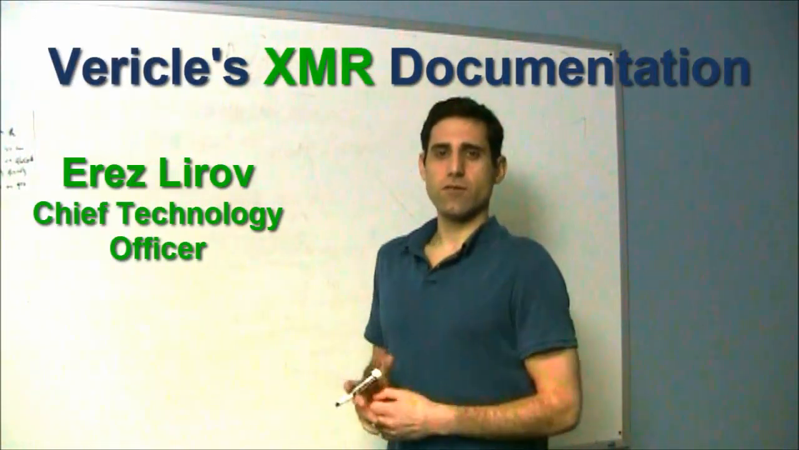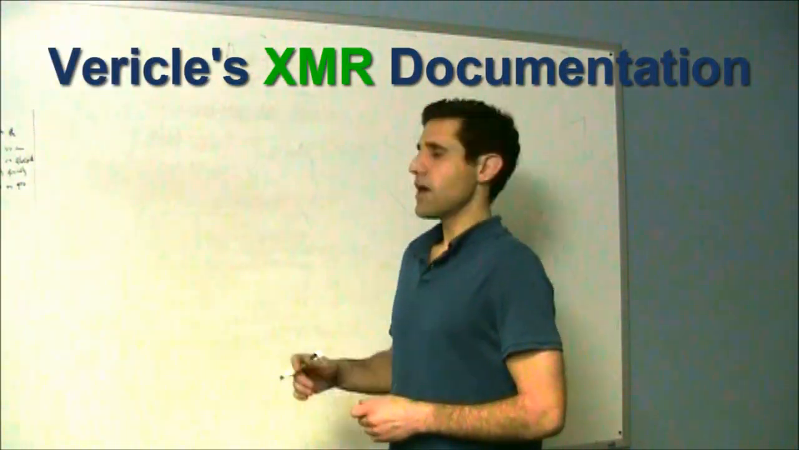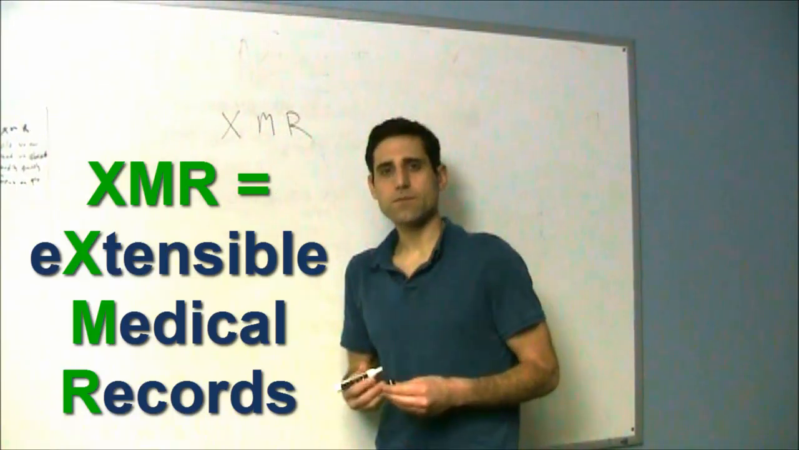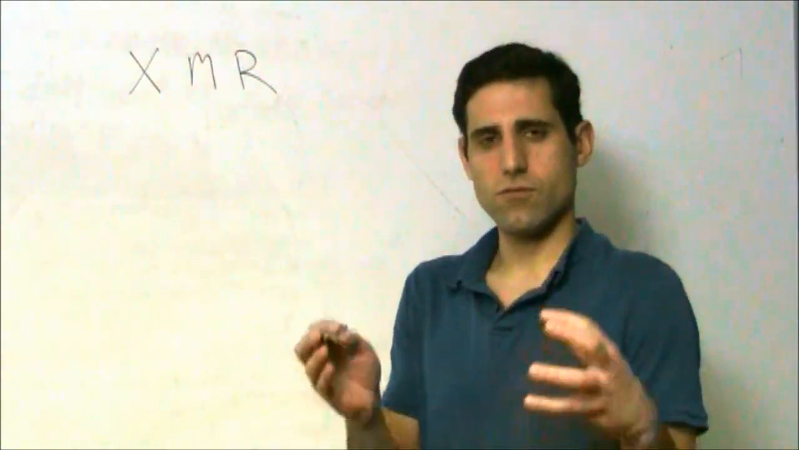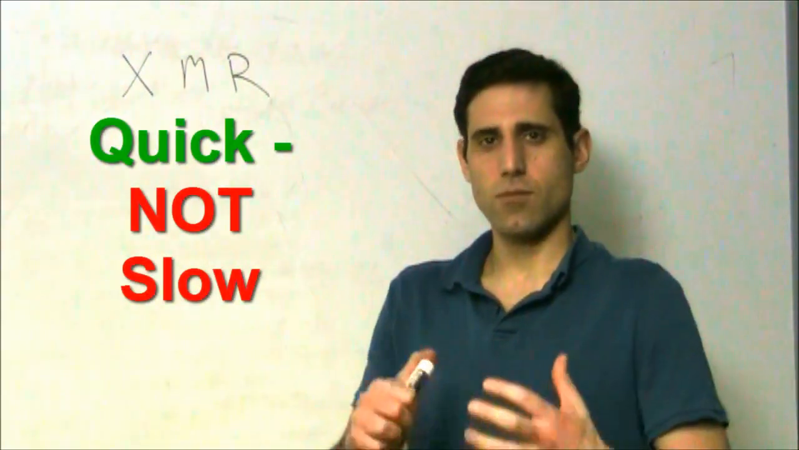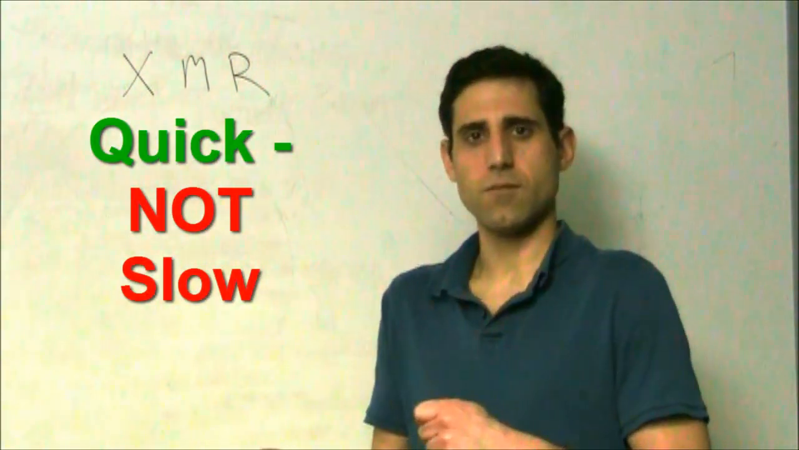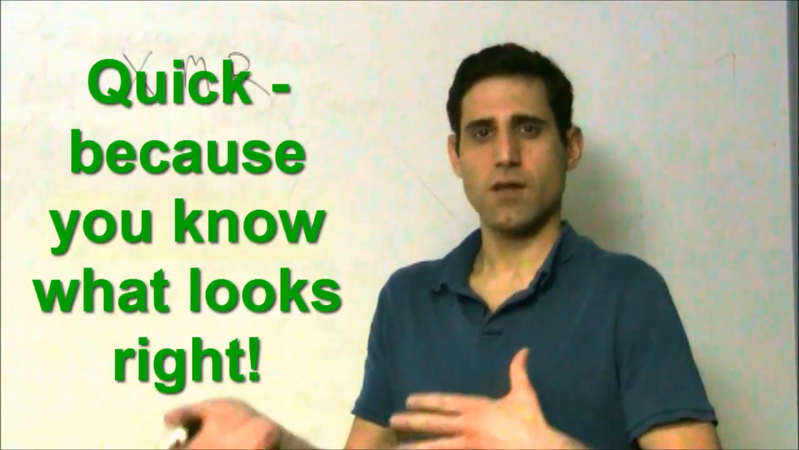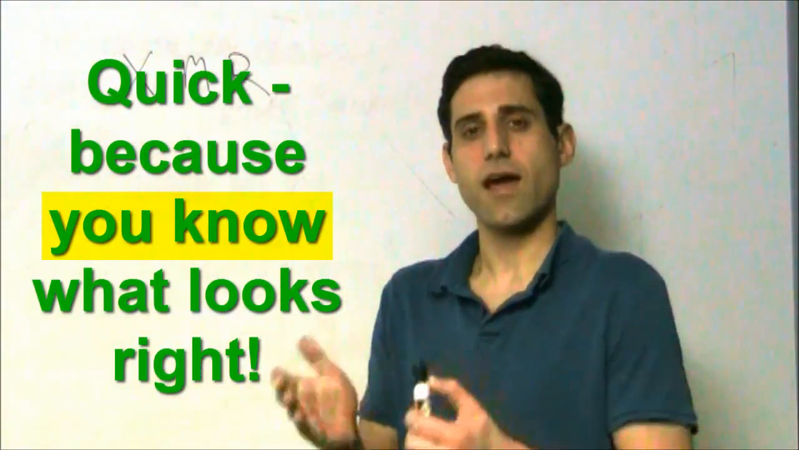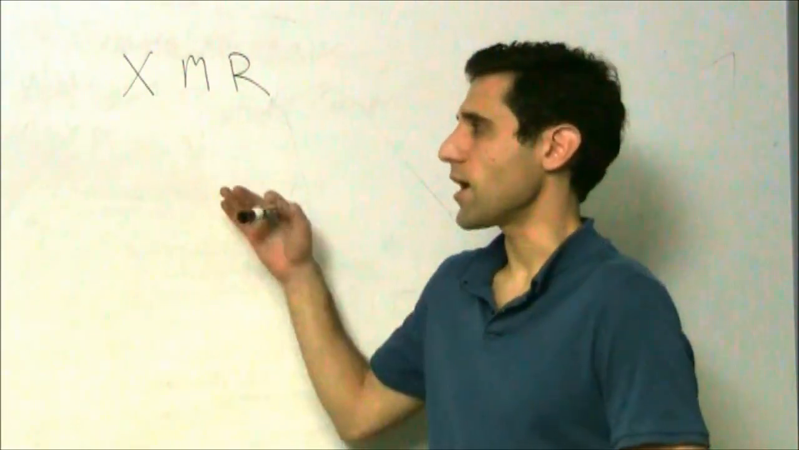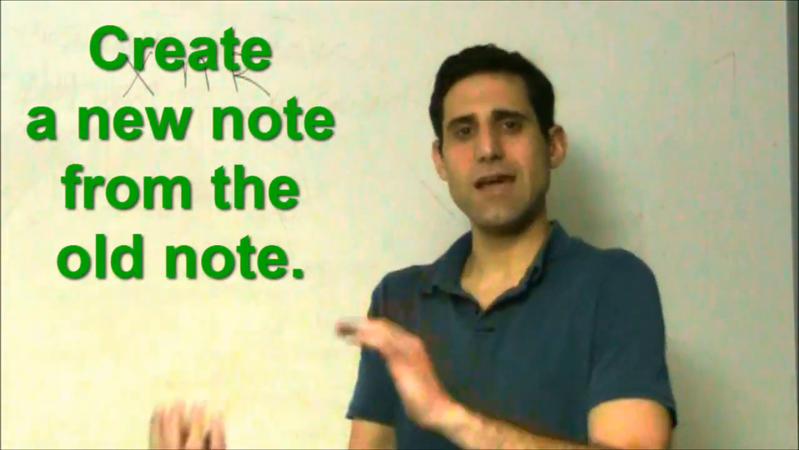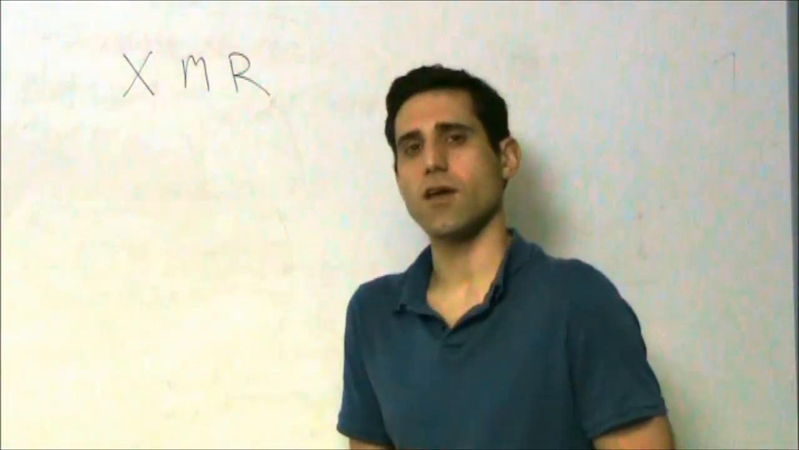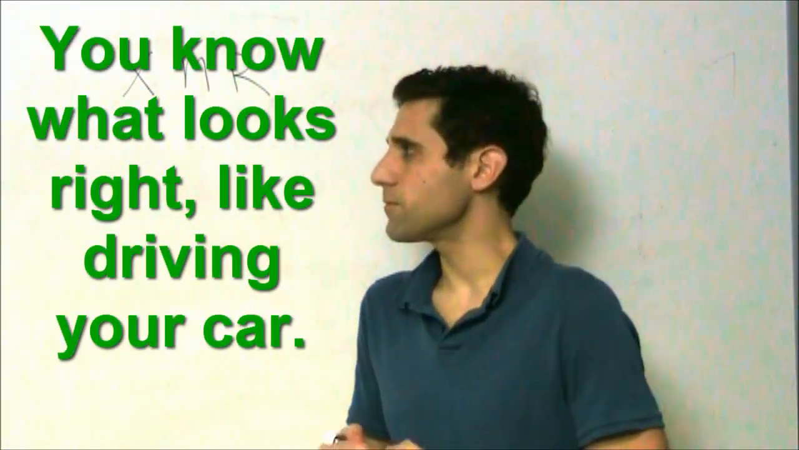We're going to talk about Vericle's XMR documentation system. XMR stands for Extensible Medical Records Technology, and the idea is to have the ability to very, very quickly look at a set of notes, absorb the information in the previous visit, and then quickly make a new note for the current visit by modifying information about the past visit without actually modifying the previous record. That's the most important concept in XMR, is the ability to create a new note based off of the old note. So let's look at XMR, how it works, and why it is so effective.